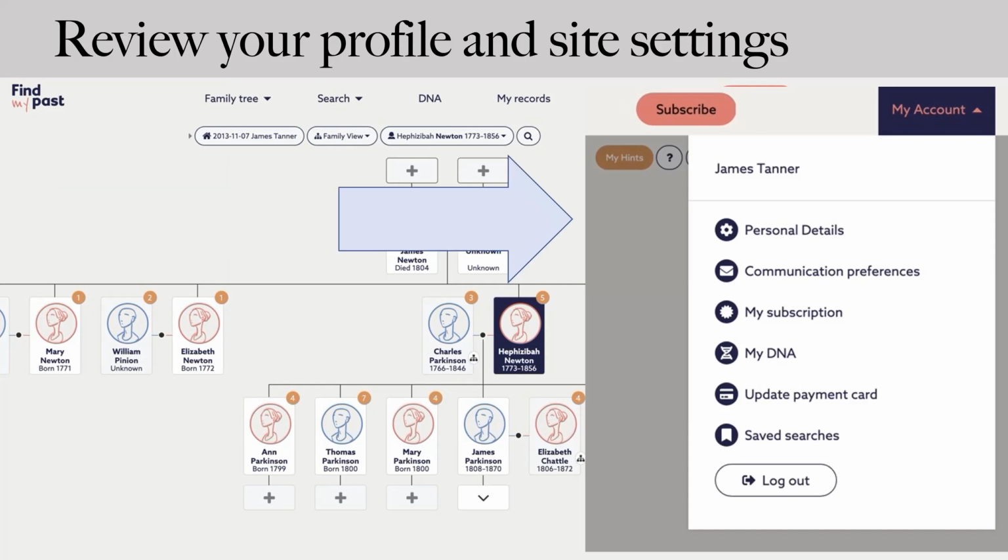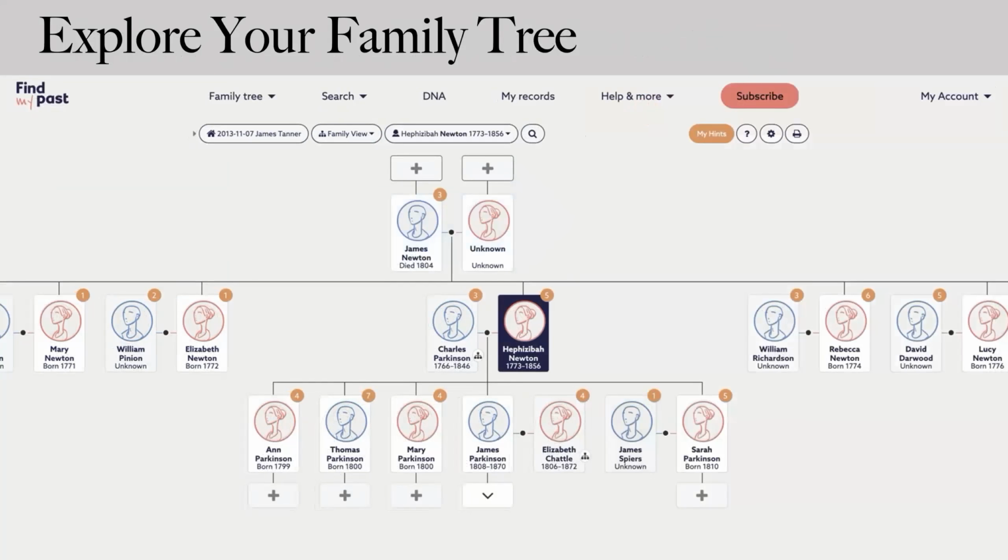Okay, so there's your personal profile and site settings for the program. The next thing I suggest whenever you get into one of these programs is do some exploration. In this case, explore the family tree, look at all of the options on the menus, find out what kinds of things you're able to do.